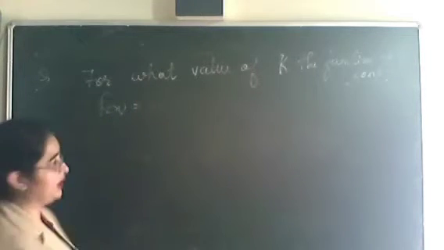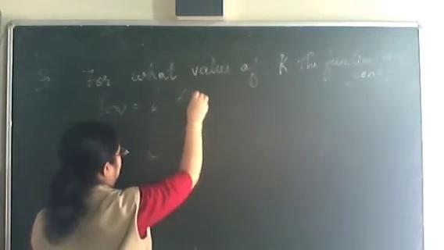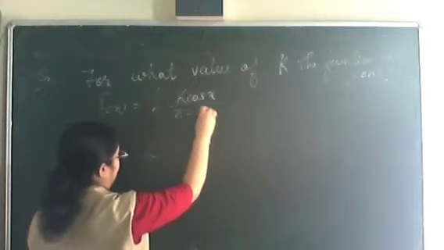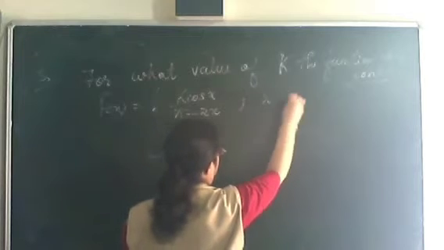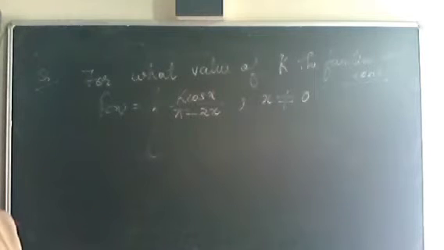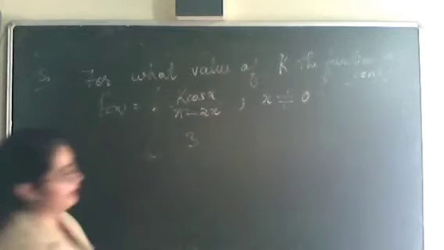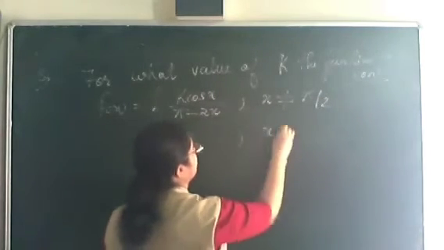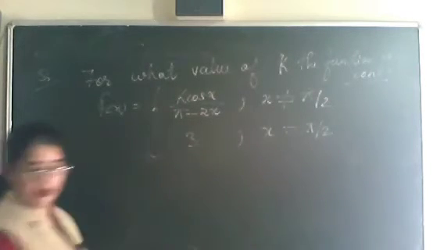Now write down what is the function. The function f(x) is equal to k cos x upon pi minus 2x, if x is not equal to pi by 2, and it is equal to 3 when x is equal to pi by 2. This is our question. You must be clear with it.